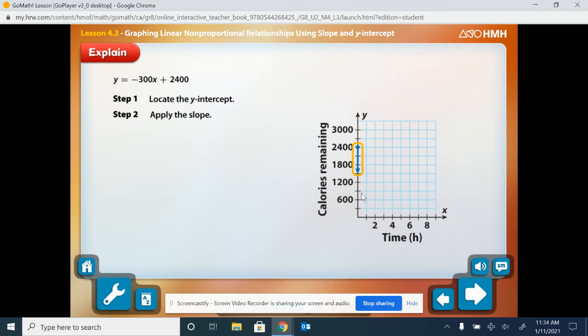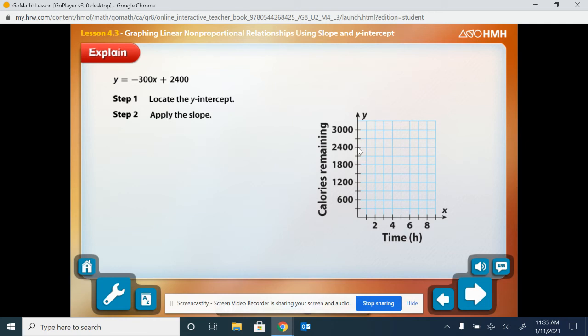Step 2. Now apply the slope to the y-intercept to locate a second point on the graph of the line of the equation. Start at the y-intercept and count down 900, stopping at 1,500. And then to the right 3. Click on the point (3, 1,500).